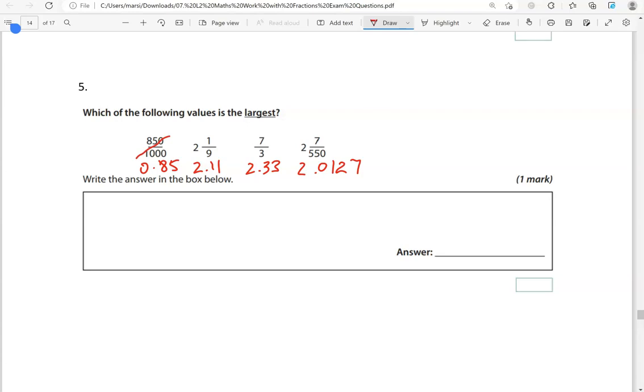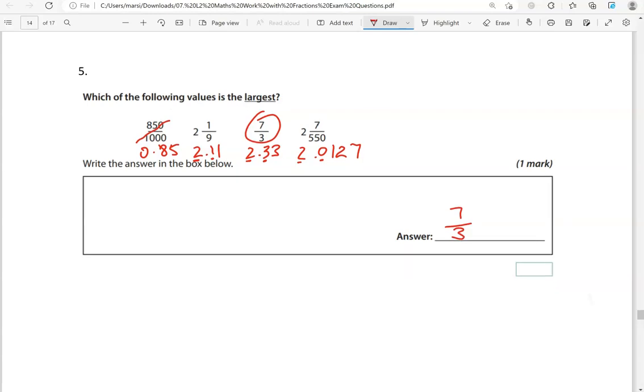2.0127. So looking at the first digit doesn't help in this case, so we need to look at the second digit. So that's a 1, that's a 3, and that's a 0. So 3 is the largest. So 7/3 is the largest fraction. Or the largest number, because we've got mixed numbers as well.